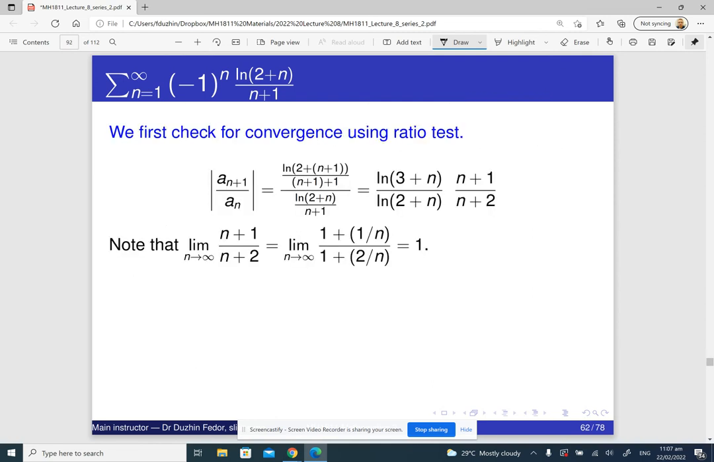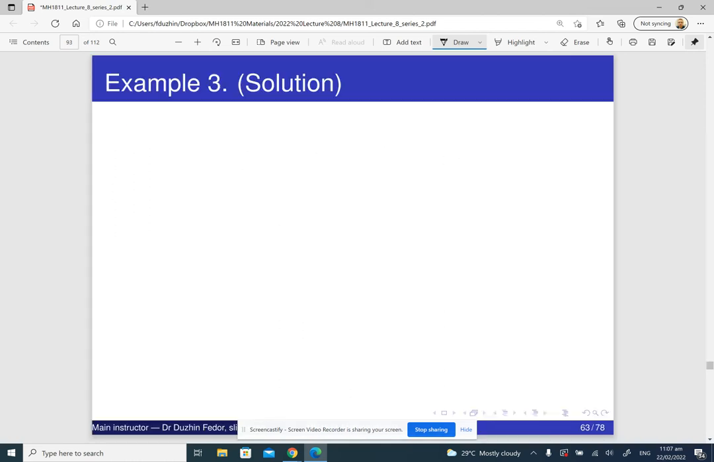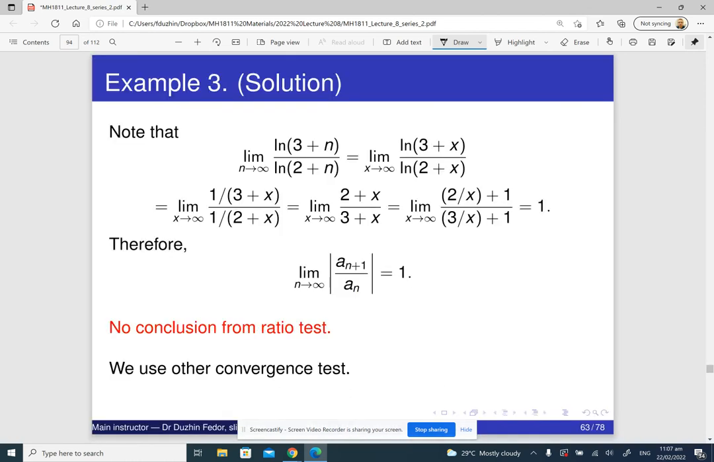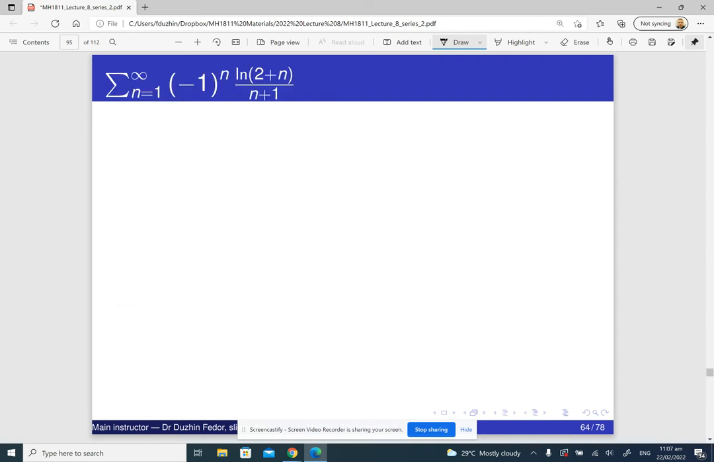Okay, so when we check for convergence using the ratio test, in this case, the series is inconclusive. So it is just not applicable. Now, can we use some other test? And as a matter of fact, we can, right? So one is to check for absolute convergence.